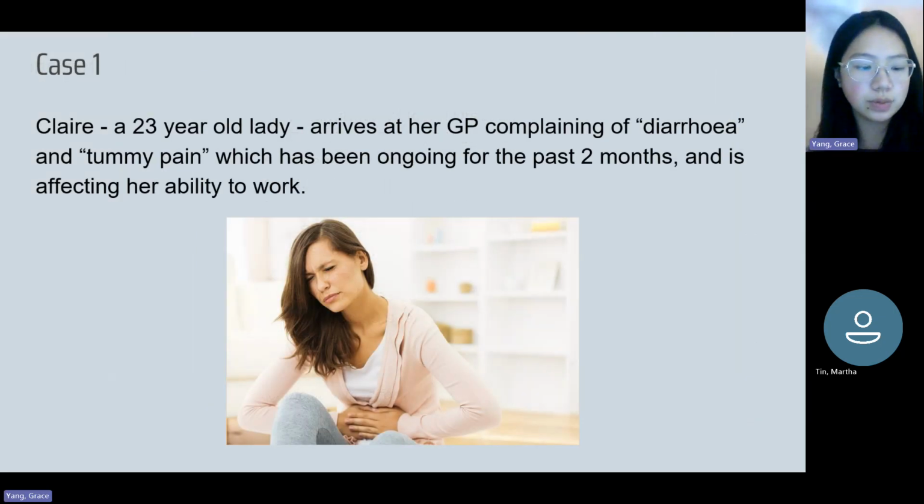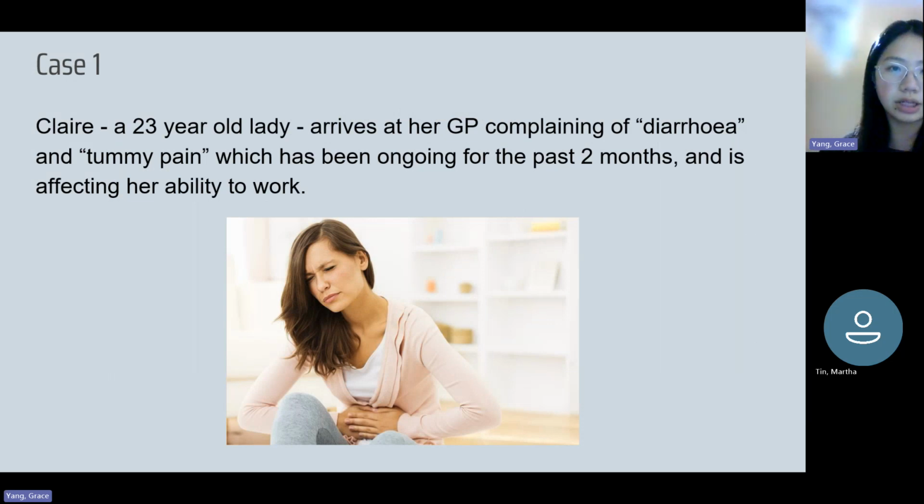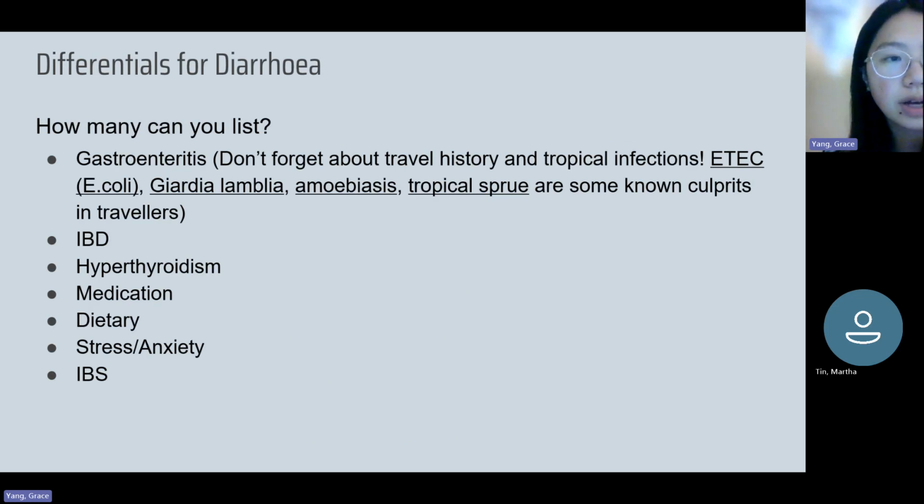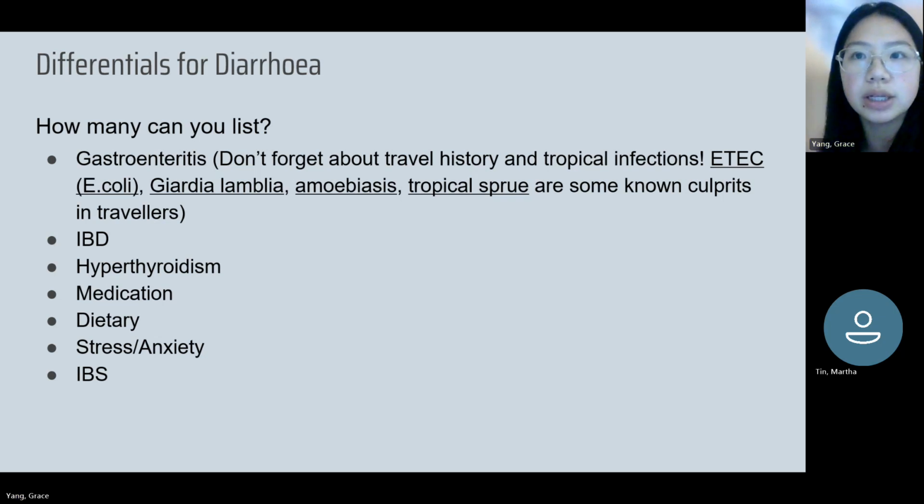So case one, we have a patient, a young lady presenting to the GP with a 2 month history of diarrhea and tummy pain, which is fairly severe that it's affecting her ability to work. So what kind of differentials do we have? Obviously there's a lot. So we have gastroenteritis, which is kind of obvious, but it's easy to miss asking about travel history and any barbecues and things they've been to. So ask about the time details quite well, because that's how you differentiate a lot of tropical diseases.